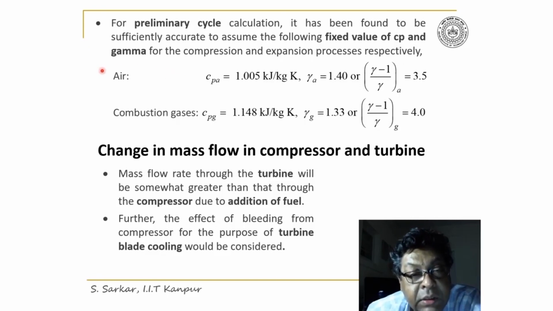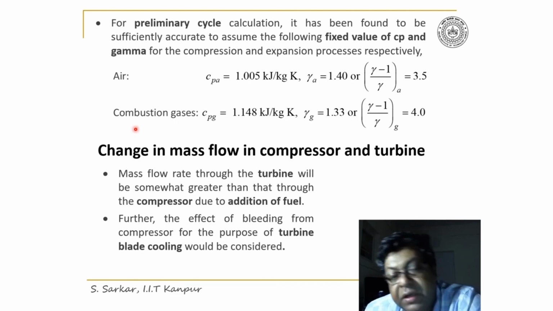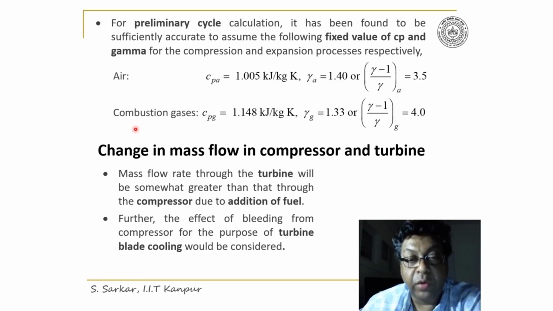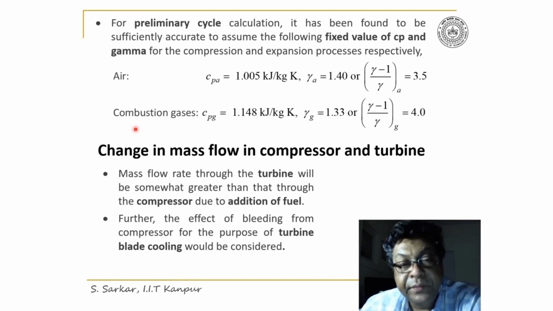While on the combustor side, particularly after combustion, while calculating the turbine work output, CpG can be considered as 1.148 kilojoule per kg per K, and thus gamma G as 1.33, and thus the ratio (gamma minus 1) by gamma as 4.0.